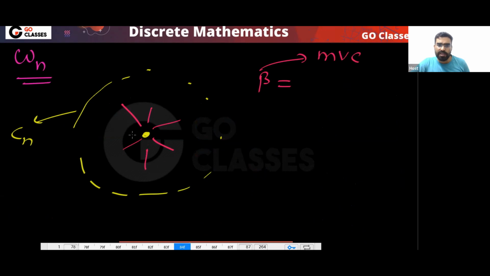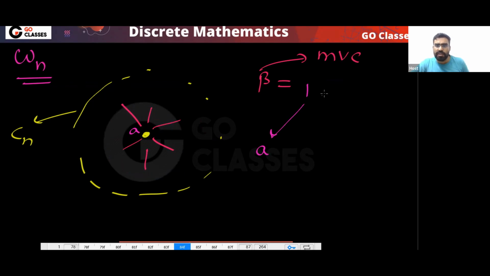So what will be your beta? You have to take this middle vertex. This middle vertex will cover all these edges. Now all these edges are done. Remember, all these edges will be gone. So all these edges will be covered by this A.